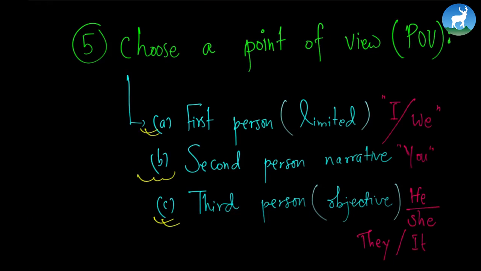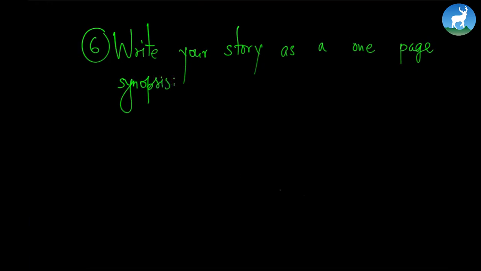Now comes the sixth idea, and that is write your story as a one-page synopsis. Let's talk about this. This might seem like a dubious idea. Should you do this or should you not do this? After all, how will you know where the story will go once you start writing? Because inspiration would get over you and you would have no idea what you're doing.